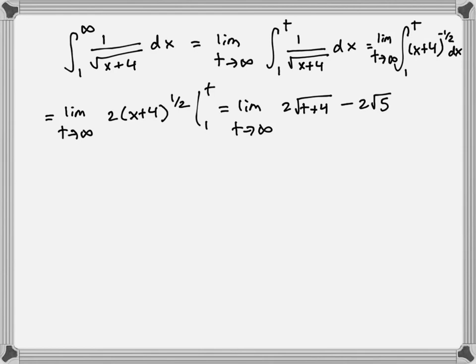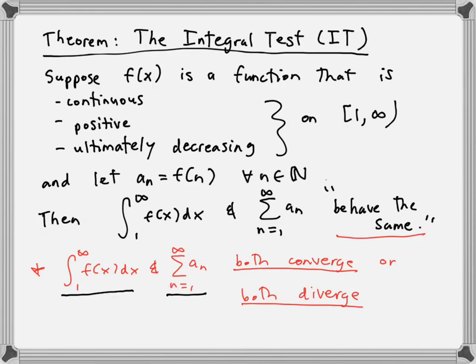What happens when I take the limit as t goes to infinity? Well, this guy goes to infinity, so the whole thing equals infinity. And so what does that mean? This means the integral diverges. Now what? So we are actually done with the problem because if you recall, let me go back to the integral test to remind you. The integral test says that either both converge or both diverge. So that means because we just determined that the integral diverges, the series must diverge also.